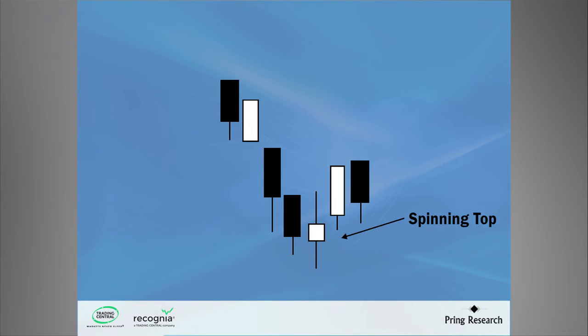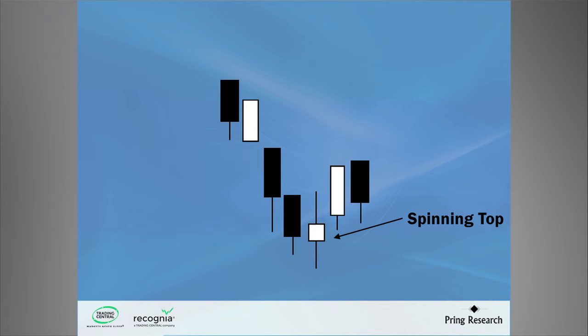Spinning tops are the opposite of a long real body, in the sense that long bodies indicate a decisive market in which either buyers or sellers are in control. On the other hand, spinning tops indicate indecision, where participants cannot agree on whether prices should rally or react. When they develop after a prolonged rally or reaction, they're a sign that upside or downside momentum is dissipating.